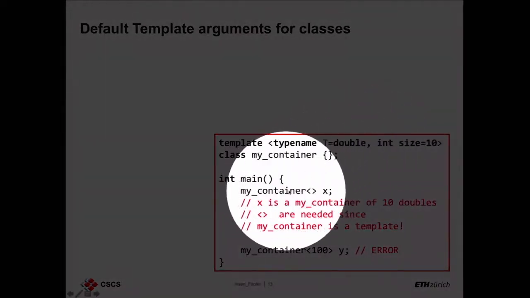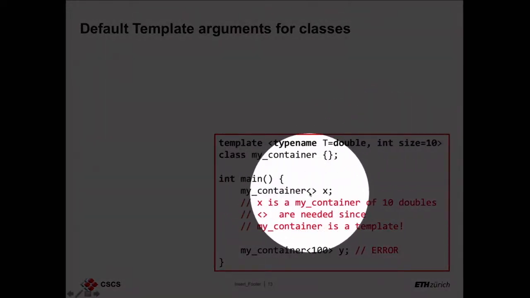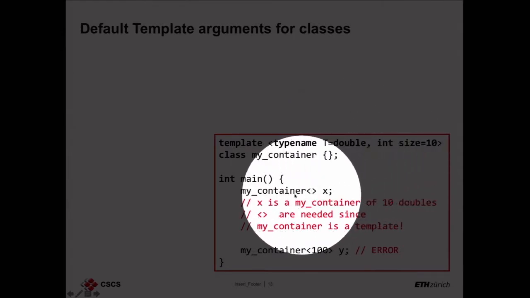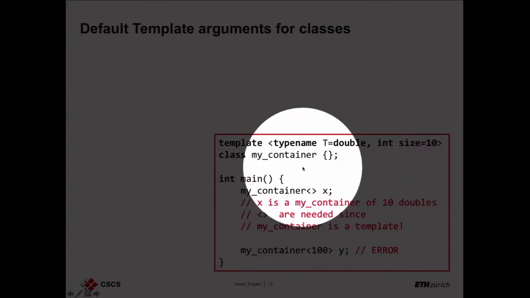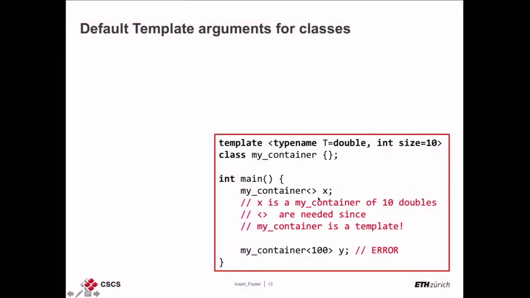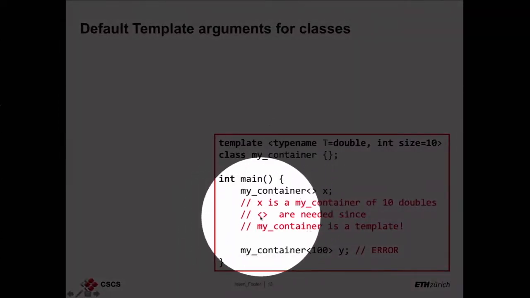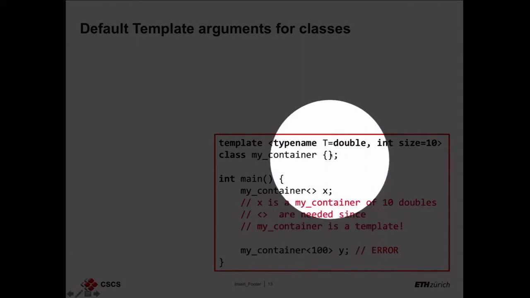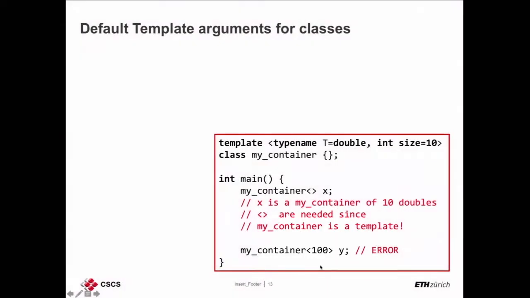So when you instantiate my container with empty angle brackets, you will just take the default arguments here. You just say, okay, whatever the default arguments are, I define with double and size 10. So this is my container of size 10 doubles. And you need to specify the angle brackets because my container is actually a template and not a class. Now, in C++17, there are some tricks you can play and I'll show you, but they're just syntactic sugar. While my container of 100 will not work because the first argument has to be a type. So I have to specify the type.